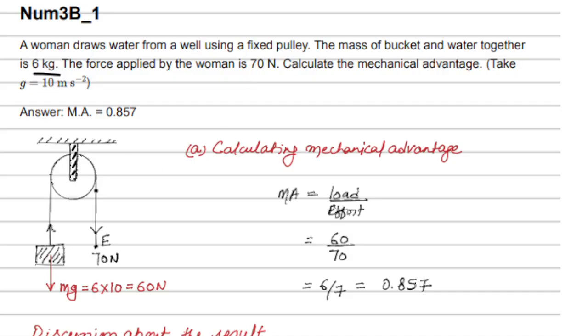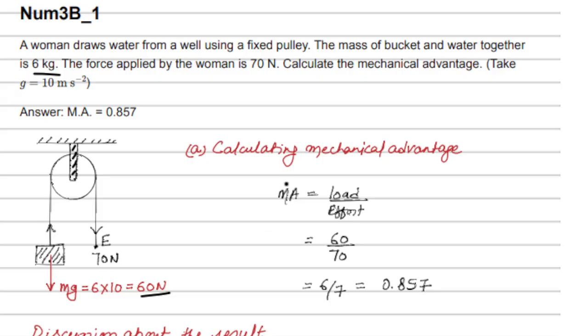Now, here I have drawn a diagram. Here we are putting an effort of 70 Newton and we are able to pull this weight upwards. So how much force are we applying here, right? To pull this up, we need to apply an upward force of 60 Newton.